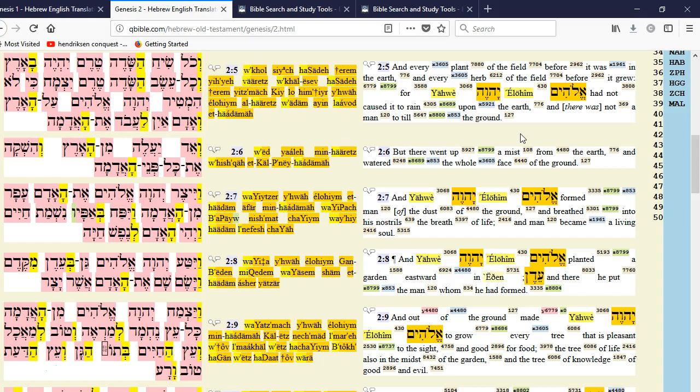If it's day 6, I'm not sure I completely understand the point of mentioning that there wasn't rain. It hadn't rained in 5 days. Well, let me see. Honestly, what do we got? We got light on 1. We've got the firmament on 2. We've got the dry land appearing on 3 and the seas gathering into their places. We've got the heavenly lights on 4. We've got the plant life all being made on 5. And then essentially man and earth beast, earth life made on 6.